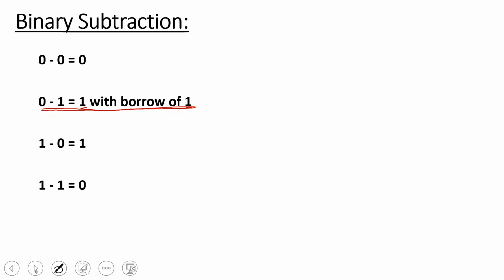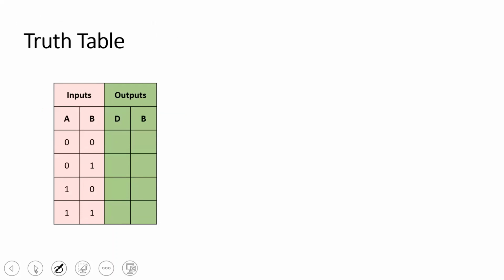Now let us construct the truth table. Rendu input A and B, output D and B, difference and borrow. So rendu input nala 2 power 2, 4 input combinations irukku: 0 0, 0 1, 1 0, and 1 1. The first is 0 minus 0, A minus B thaan panaporom. 0 minus 0, difference 0, borrow 0. 0 minus 1, already sonna maari, difference 1, borrow 1. 1 minus 0, difference 1, borrow 0. 1 minus 1, difference 0, borrow 0. This is our truth table.